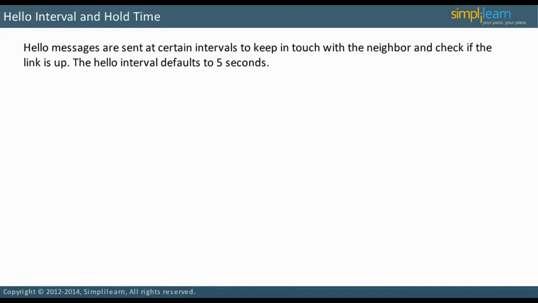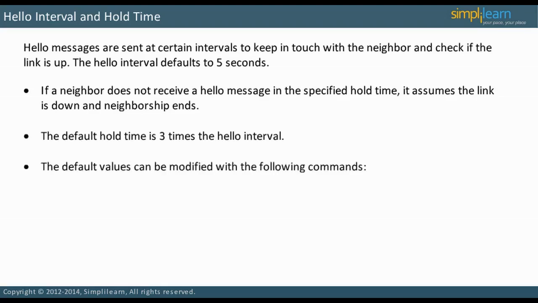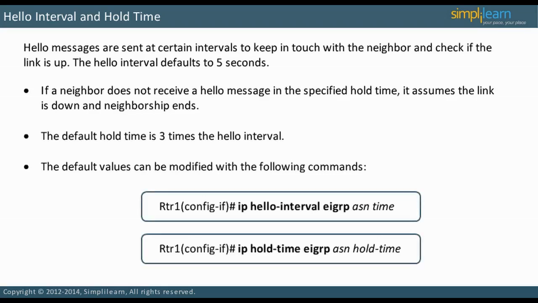Hello messages are sent at certain intervals to keep in touch with the neighbor and check if the link is up. The hello interval defaults to 5 seconds. If a neighbor does not receive a hello message in the specified hold time, it assumes the link is down and neighborship ends. The default hold time is 3 times the hello interval. The default values can be modified with the commands shown on the screen.